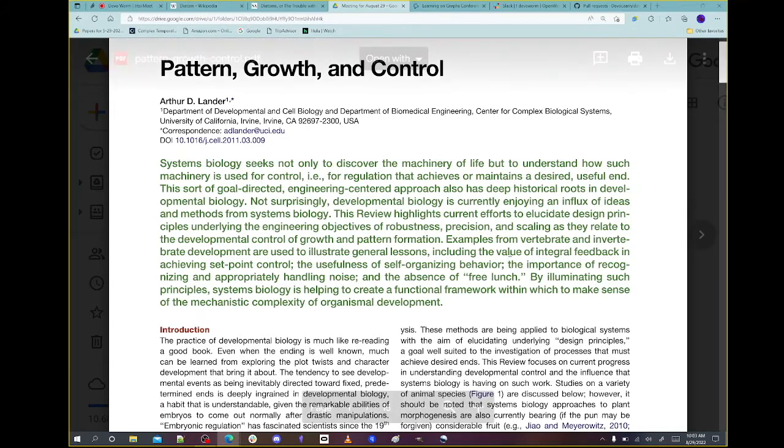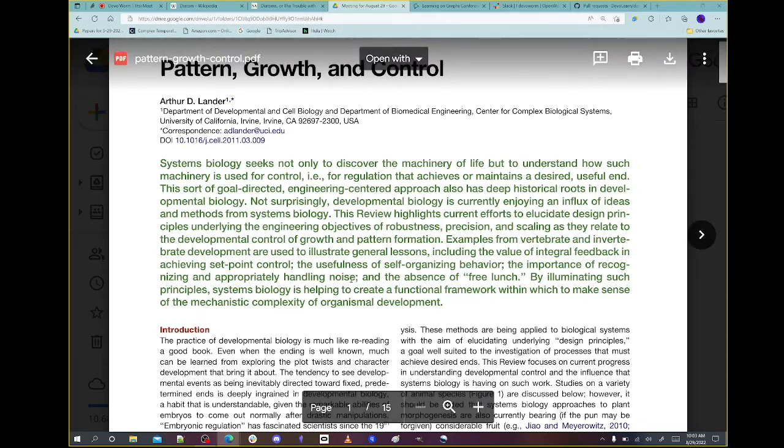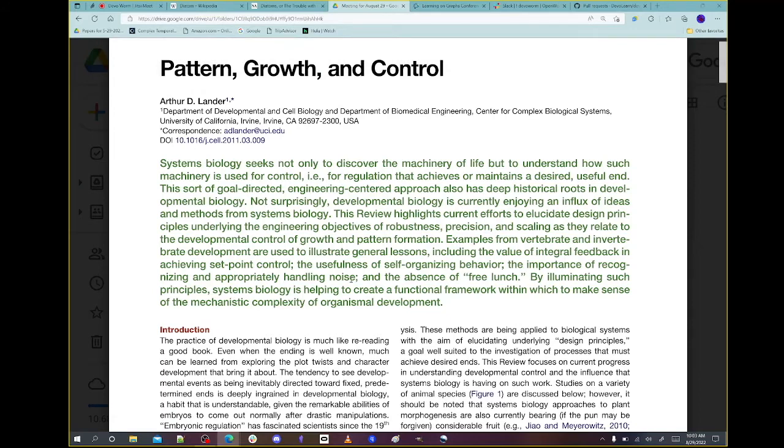Another lesson is the usefulness of self-organizing behavior. We've talked about self-organizing behavior with respect to swarms and flocks and other types of collective intelligence and collective behaviors, which are usually considered self-organizing. Then there's the importance of recognizing and appropriately handling noise. Noise could be a stochastic process. It could be something like we talked about earlier, that if something is moving in a column of water at random, that's noise. There's also technical noise like static.